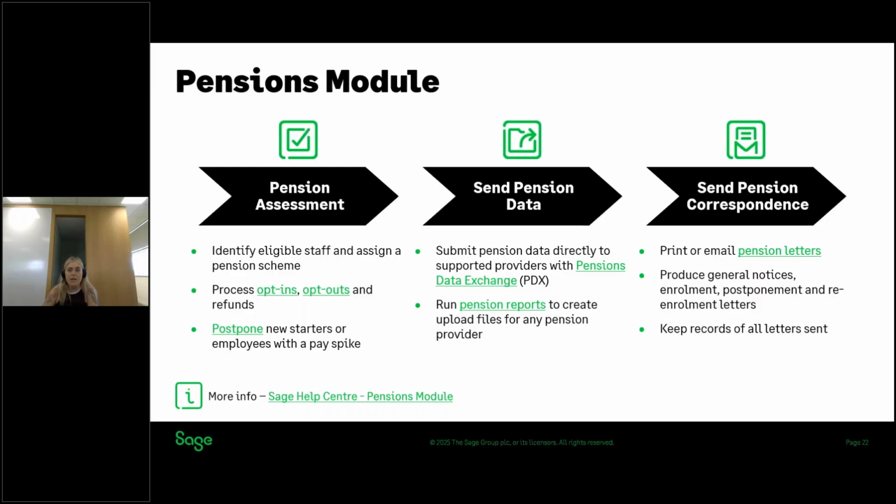So you can print or email any pension letters from Sage 50 Payroll. You can produce your general notices, any postponement letters or re-enrolment letters, and it keeps a record of any letters that you've sent. So that's all we've got time for today on the pensions module and pension schemes.